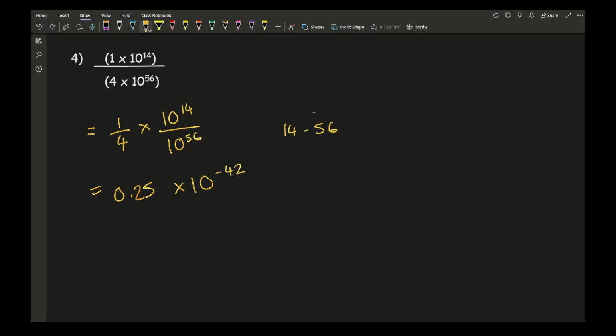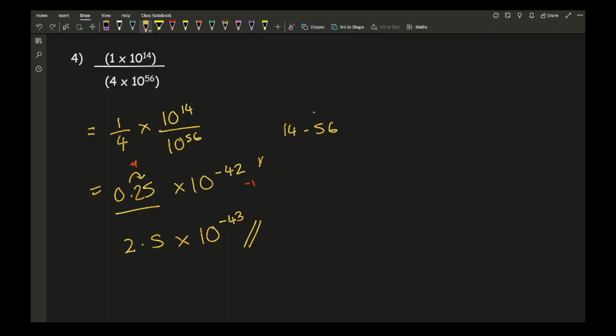Now again, what I need to do is check to make sure that it is in standard form. So is this a number between 1 and 10? No, it is not. So I need to move the decimal point to make that number bigger. So that's 2.5. If I made that number bigger by 1, I need to make this smaller by 1. So if I've moved it one place to make it bigger, I need to take away 1 from the power. And minus 42, take away 1 is minus 43. And there is my final answer.